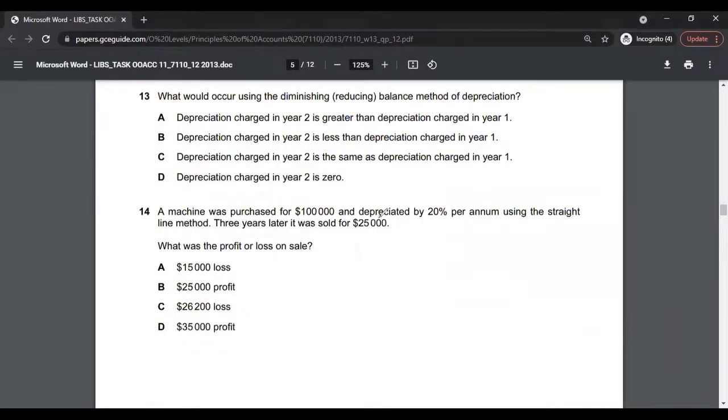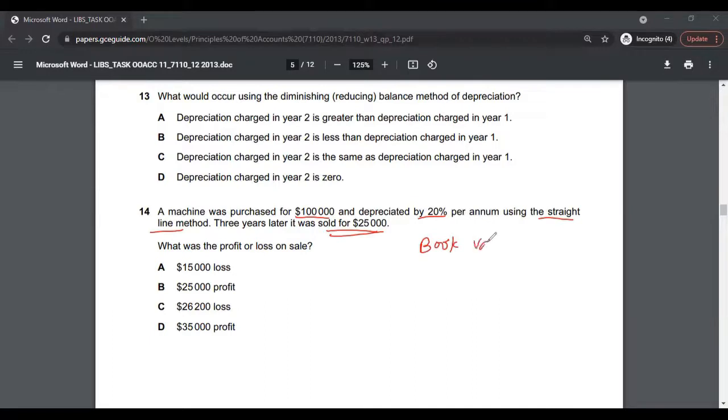Multiple choice 14. A machine was purchased for $100,000 and depreciated by 20% per annum using the straight line method. 3 years later, it was sold for 25,000. So what would be the book value? Book value after 3 years.